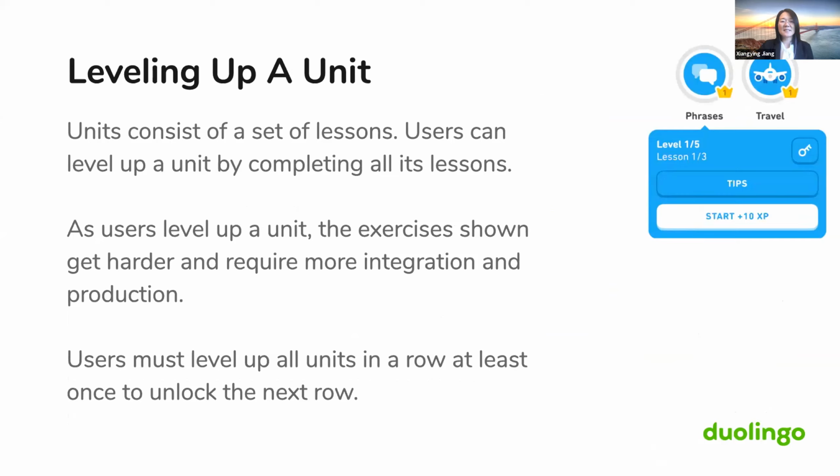Units consist of a set of lessons. Users can level up a unit by completing all its lessons. As users level up a unit, the exercises shown get harder and require more integration and production. And users must level up all units in a row at least once to unlock the next row.